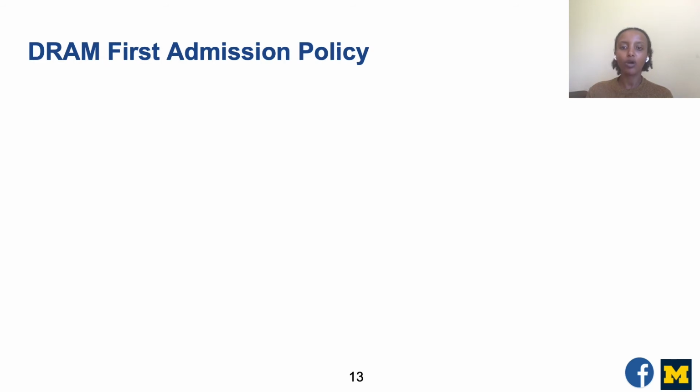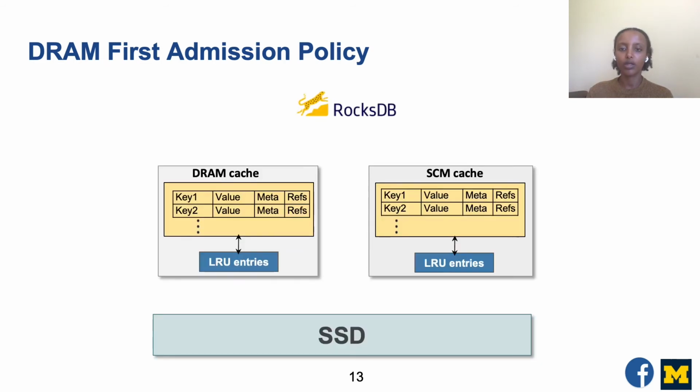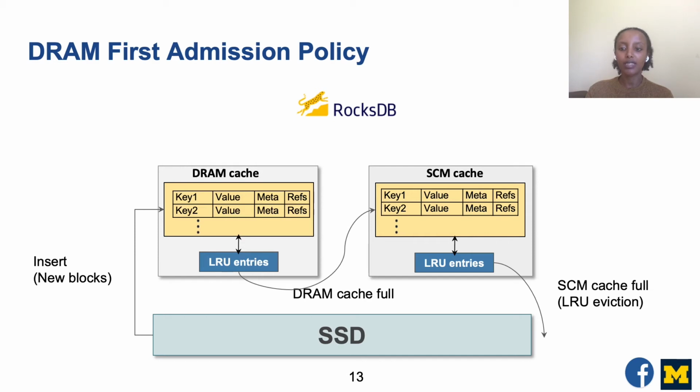Now let's look closer at how data is managed with admission policies. For example, one cache admission policy is DRAM first. In the DRAM first admission policy, new blocks are first inserted in DRAM and are read from DRAM after that. And as time goes on, RocksDB tracks least recently used blocks in the LRU list. Then when DRAM is full, the least recently used blocks are considered cold blocks and they're moved to SCM cache. Similarly, when SCM is full, LRU blocks are evicted. And then during lookup, we will look in both DRAM and SCM until the data is found.